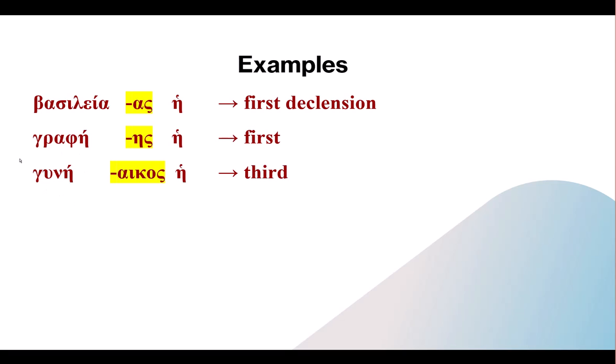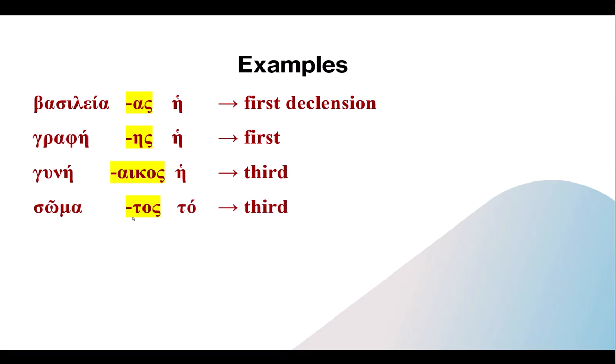How about gune? Well, it kind of looks like it's first declension. I mean, it's feminine. But notice the genitive. It's gunaikos. This is a third declension noun. It's actually kind of a weird one. It's actually irregular, but the genitive singular tells us that it's not a first declension.